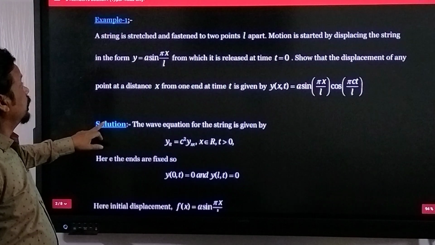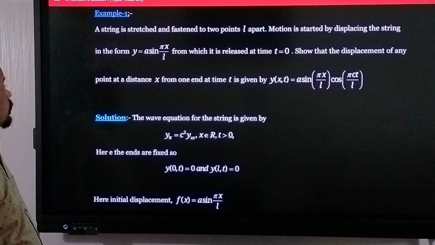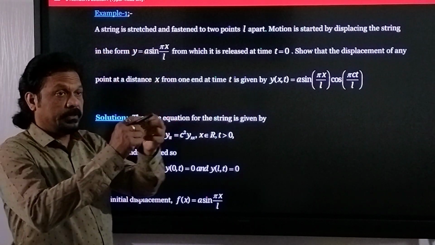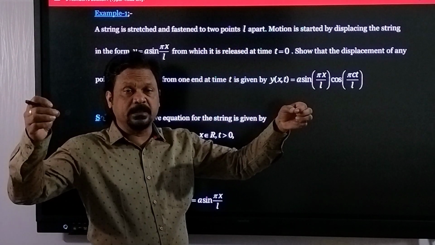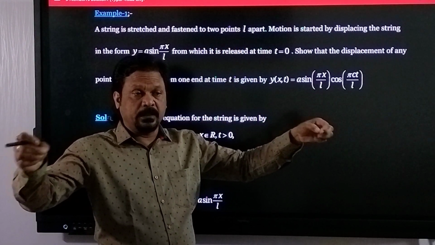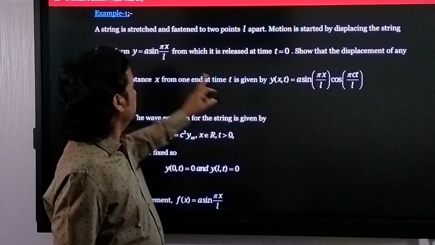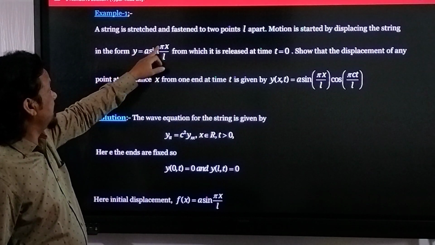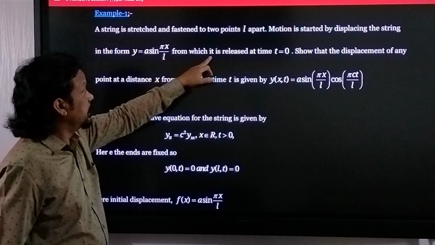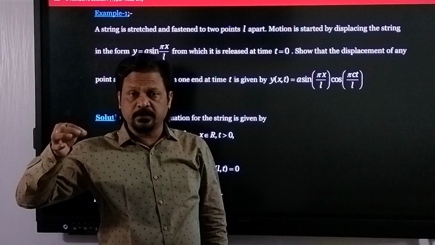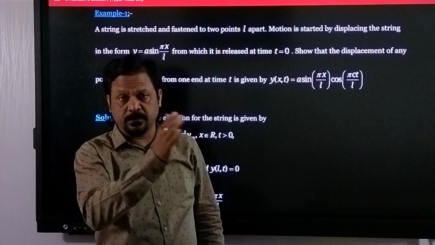Okay. So see here, one question, and this question is given in the book for physics honors students. A string is stretched and fastened at two points L apart. That means the two ends are fixed and separated by distance L. Motion is started by displacing the string in the form y equal to a sin pi x by L, and this is the initial displacement from which it is released. That means the string is moved a certain distance and then released so that it will vibrate.